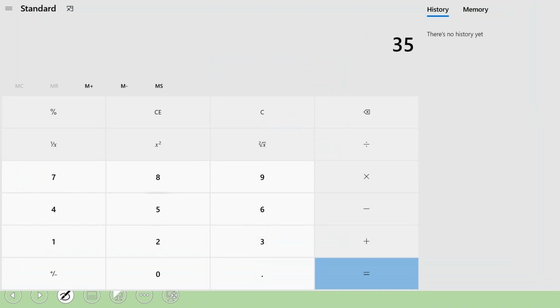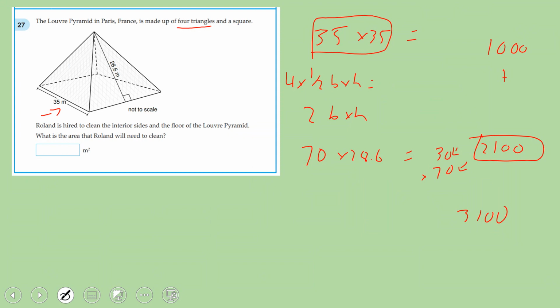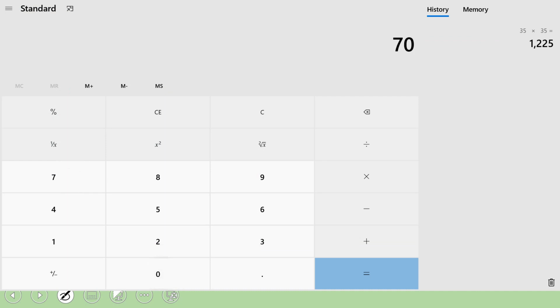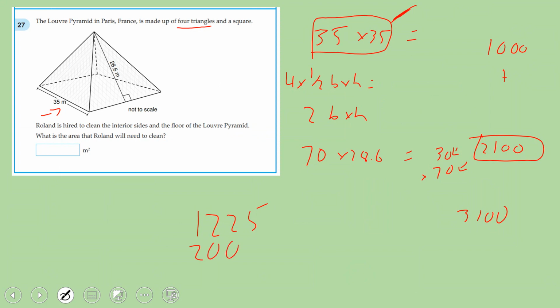So 35 times 35, 1225 is this part. So that's our square. And then we need to do 70, so 2 lots of 35, 70 times 28.6. $2,002, and they just need to be added together. My guess wasn't too bad. Anyways, 3,227 meters squared is our answer.